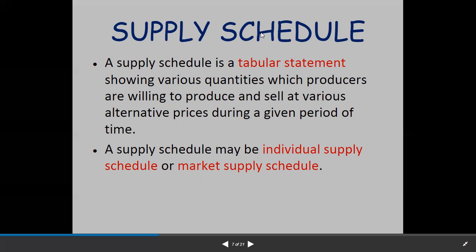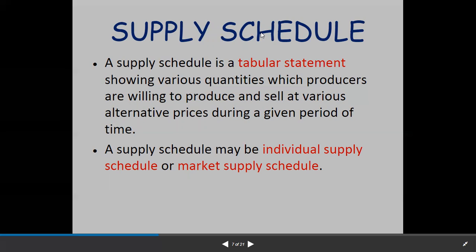Now we will discuss the schedule. The supply schedule is a tabular statement showing the various quantities that producers are willing to produce and sell at various alternative prices during the given period of time. So the supply schedule is a tabular statement, which means it is in the form of a table, showing different quantities of a commodity which producers are willing to produce or sell at various levels of price during the given period of time.